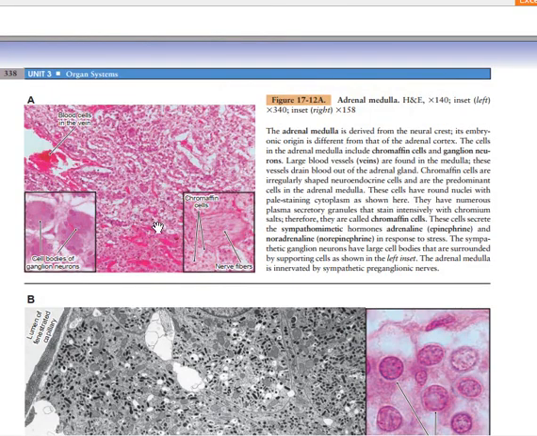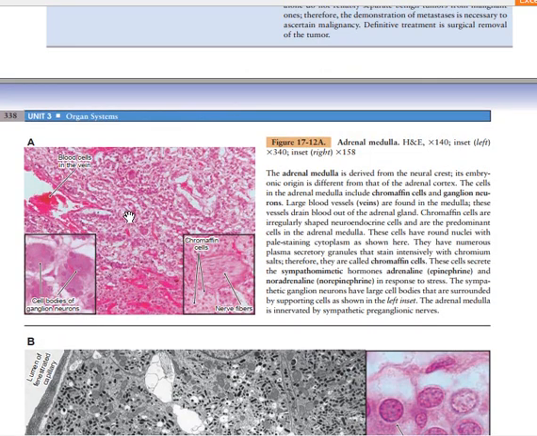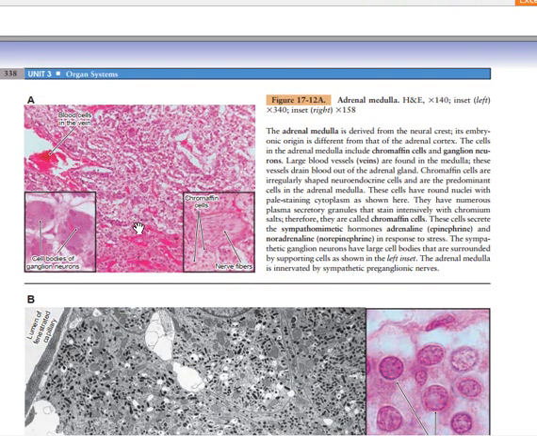Now the next thing is the adrenal medulla. You need to know that the cells in the adrenal medulla are mostly the chromaffin cells and the neuron cells, because on the embryologic origin, the adrenal medulla is going to contain neural crest cells. Is it clear?